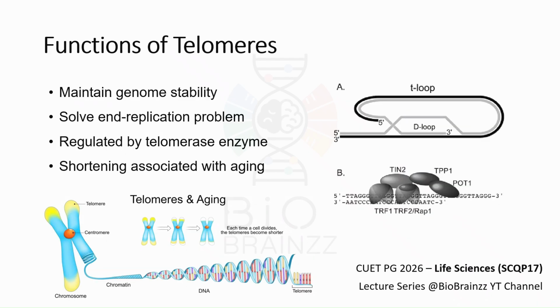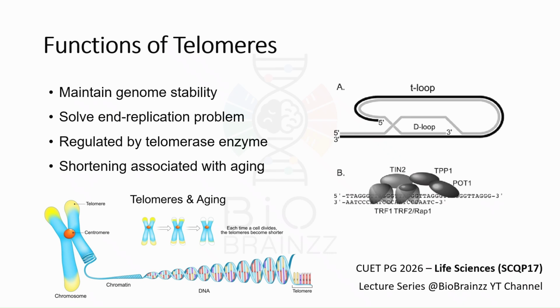Now, let us understand the functions of telomeres. First of all, telomeres help in maintaining genome stability. By protecting chromosome ends, they prevent unwanted DNA damage responses and chromosomal rearrangements. Secondly, telomeres play a role in solving the end replication problem. During DNA replication, the extreme end of linear chromosomes cannot be completely copied by normal DNA polymerase. Telomeric repeats act as a buffer sequence that can be shortened without losing essential genes.